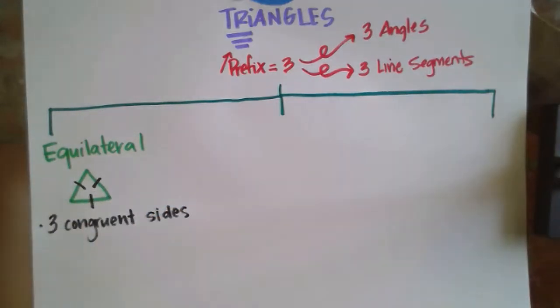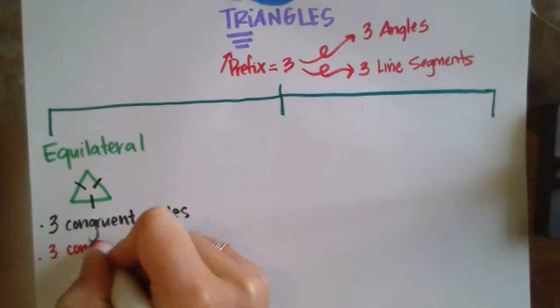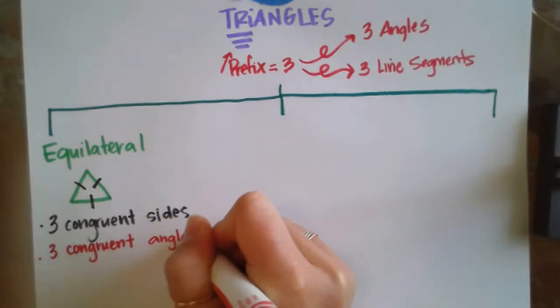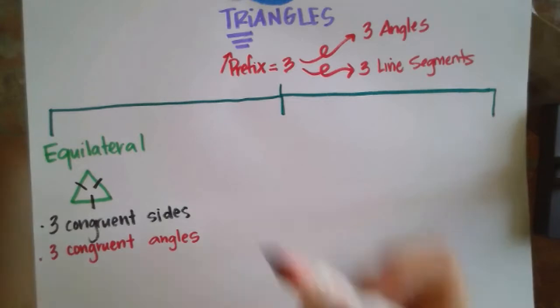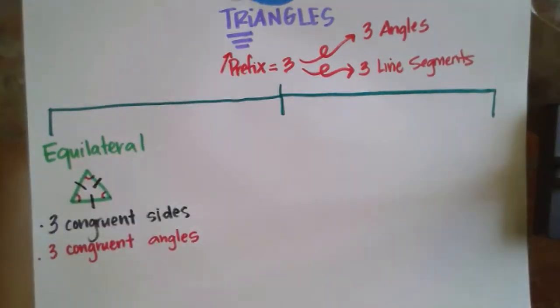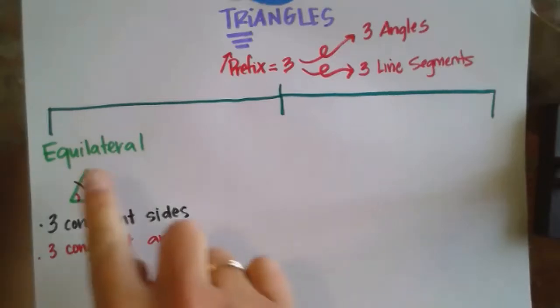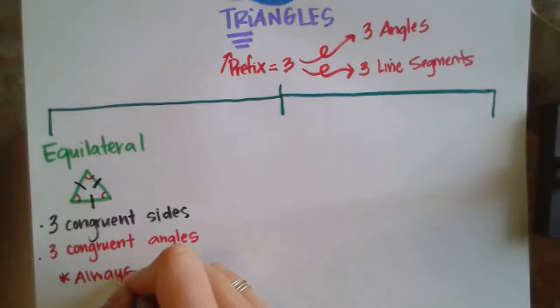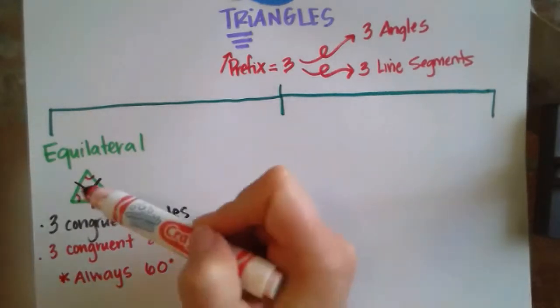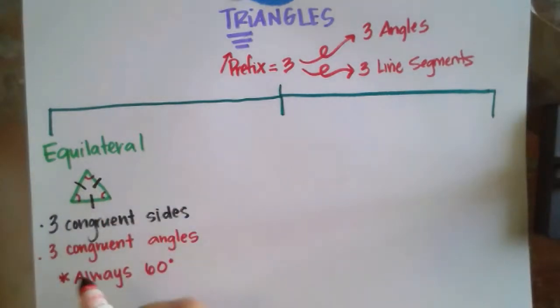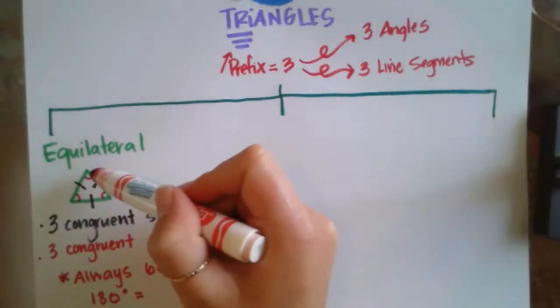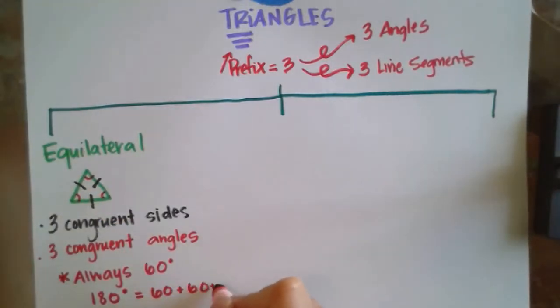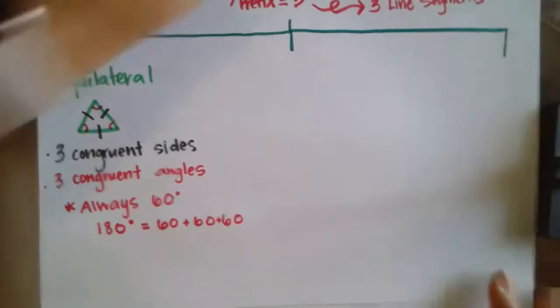Secondly, an equilateral triangle has 3 congruent angles, which means each angle measures the same amount. I know that each of these angles in an equilateral triangle is going to equal 60 degrees, always. You might ask, how do you know that each angle is 60 degrees? Well, the interior angles are always going to equal 180 degrees all together. So if I know that this whole triangle's angles equal 180, I can take that 180, divide it by the 3 angles, and I get 60, 60, and 60, which together gives me 180 degrees.